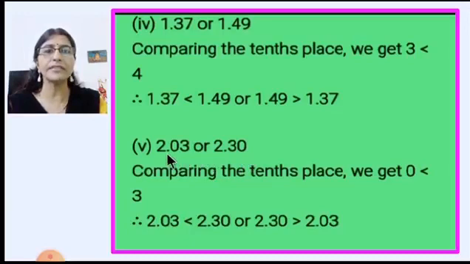Same way we are going to see the whole number part of the decimal fraction first. So here also it is 2, here also it is 2. So it is the same. Now we will go to the 10th place. Now comparing the 10th place, what did we get? Here 0, here 3. So 0 is less than 3. So from this we can conclude that 2.03 is less than 2.30. Or you can write 2.30 is greater than 2.03.